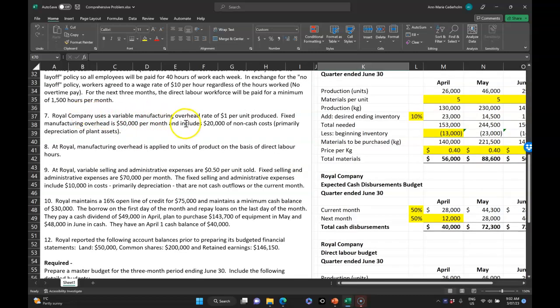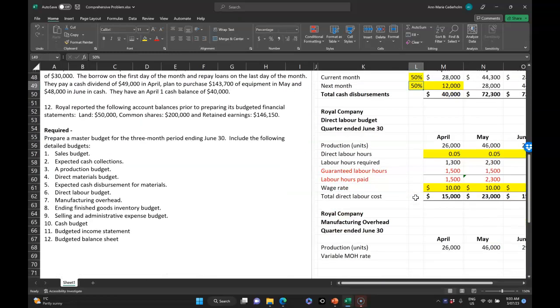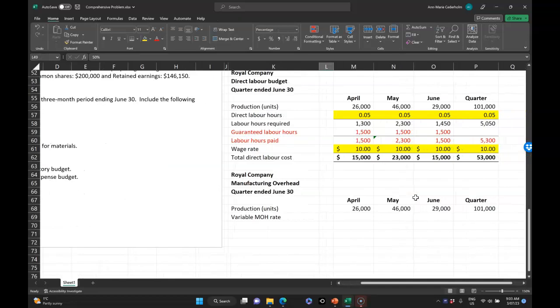So in part 7 it says Royal Company uses a variable manufacturing overhead rate of $1 per unit produced. So that's what I'm going to use. And then my fixed manufacturing overhead is $50,000, and included in that $50,000 is $20,000 for depreciation. So I'm going to put the dollar in here. Oops, not there. I'm going to put the dollar right here.